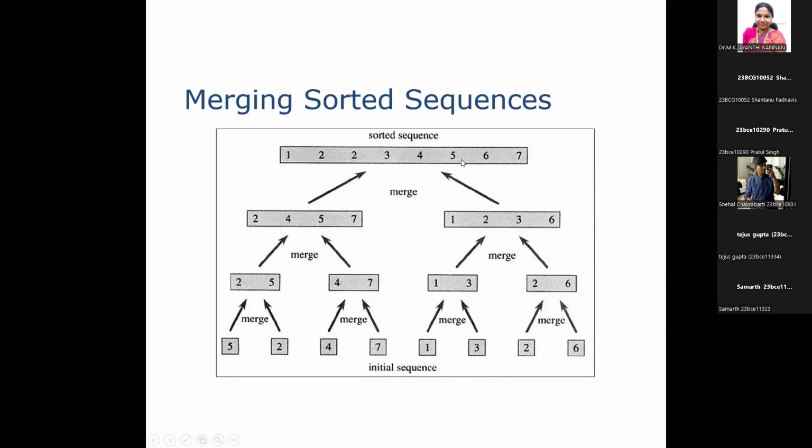Here it is in sorted form, here it is in sorted form. But this is the n sequence of sorted list. N by 2 sorted list, n by 2 sorted list, n by 4, n by 8. So like that we are dividing and getting the solution. Any doubt in this merge sort sequence?